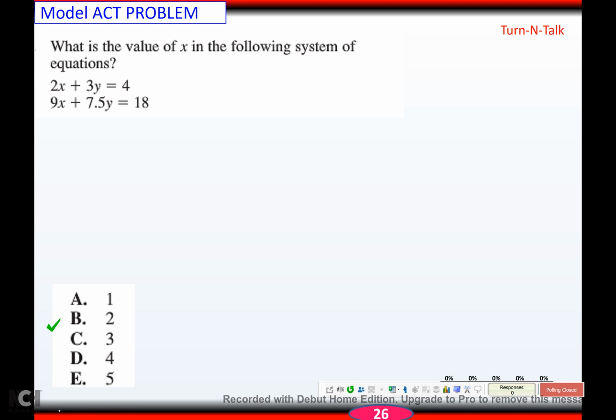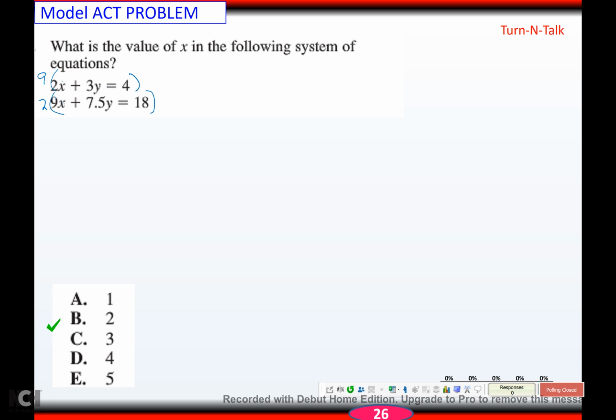And hopefully you got 2. Yeah, 2. Alright, you got a system of equations. When I see systems and I don't see a letter with a coefficient of 1, I'm doing substitution. And I want to eliminate the x's. So I'm going to multiply the top by the bottom x and the bottom by the top x.